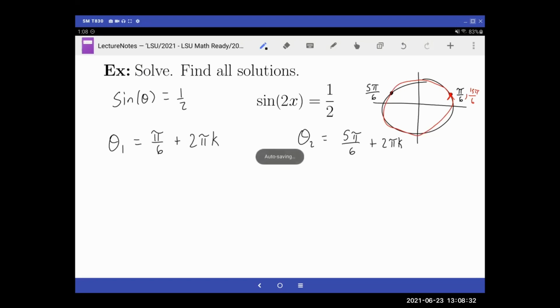What I'm going to do now is say, in this problem, I was not given theta. Instead, I was given 2x. So I'm going to say 2x equals pi over 6 plus 2 pi k. And then I'm going to divide everything by 2.